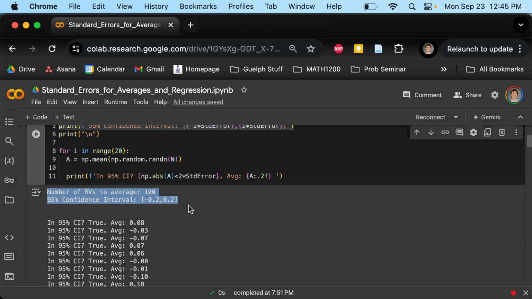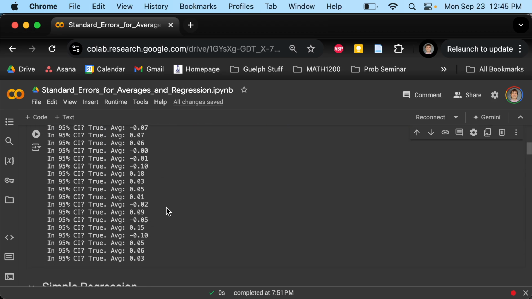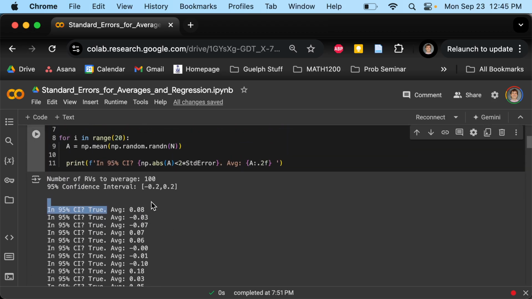But now here's the fun part. I ran it 20 times, and I reported the real average of doing it. Here are some answers: 0.08, negative 0.03, negative 0.07. And I asked the question, is it in the 95% confidence interval? If I did things correctly, approximately 19 of these should say true, and approximately 1 of them should say false. So let's see, did one of them come out false? True, true, true, true, true. They all came out true. Okay, we got to rerun it.